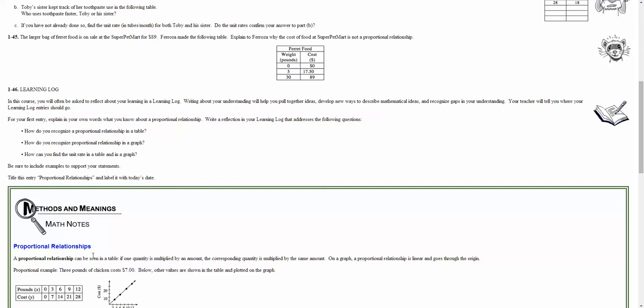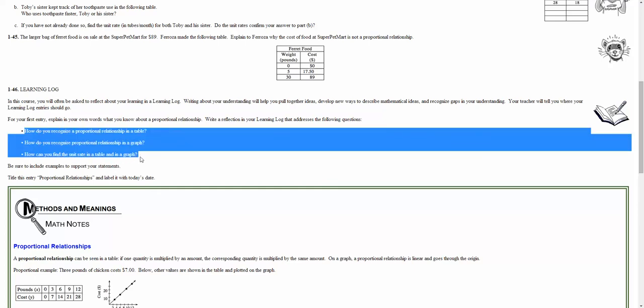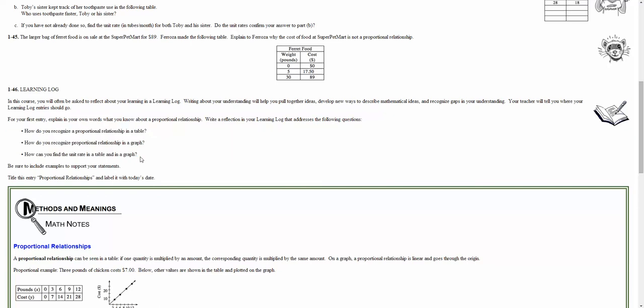And it asks you for 3 things, 3 very, very important pieces of info that you need to know for the test. How do you recognize that it's proportional? How do you find the unit rate? Okay? So please do that quick write in your groups once you're done with the problems 141 through 145. So 141 through 145 in groups, 146 in your quick writes.